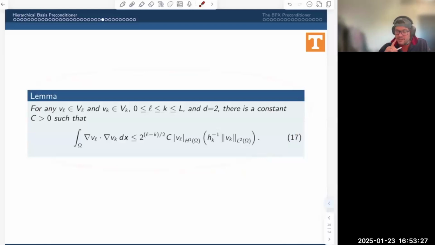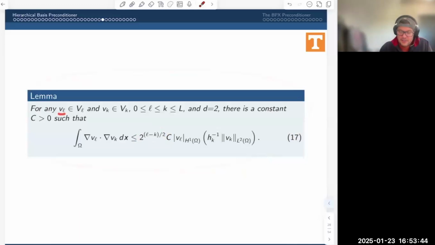So why is this called a strengthened Cauchy-Schwarz inequality? It's called strengthened Cauchy-Schwarz inequality because it gives more detail about the structure here of the difference in levels for these two functions. So here's the statement.